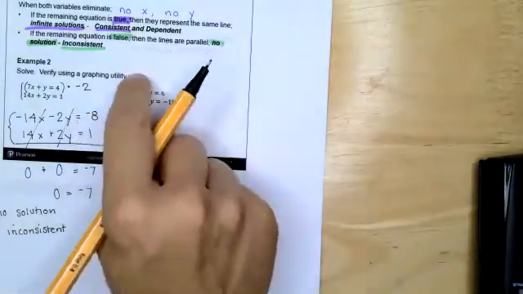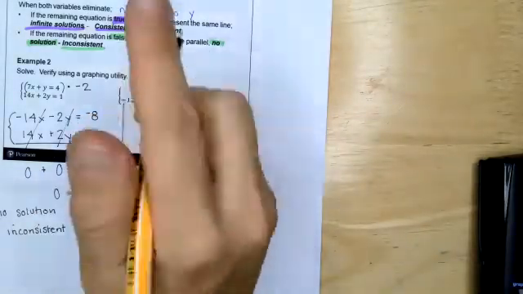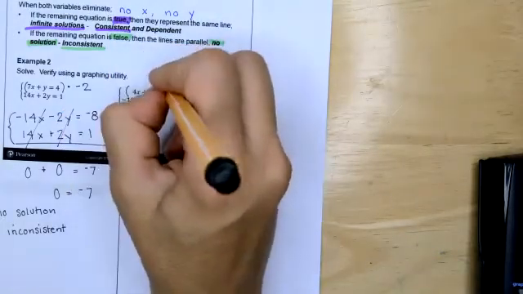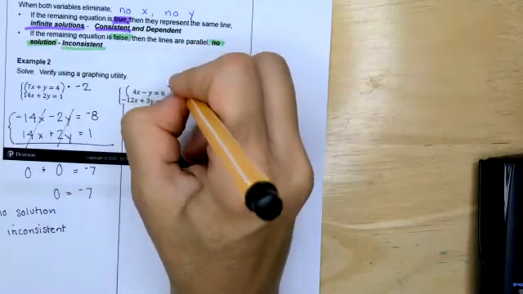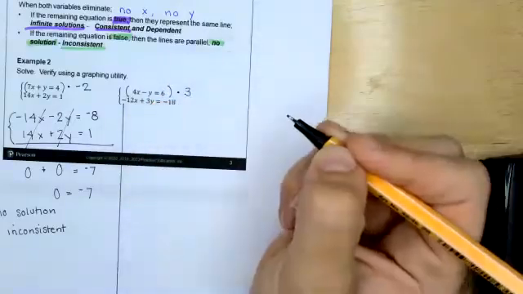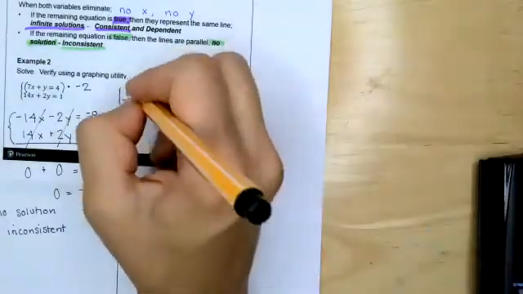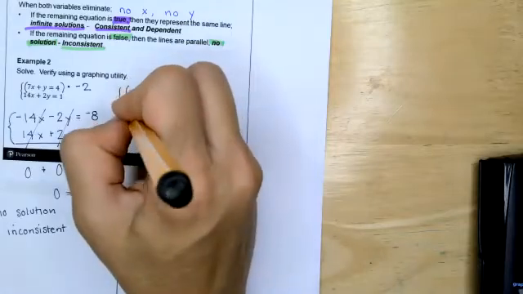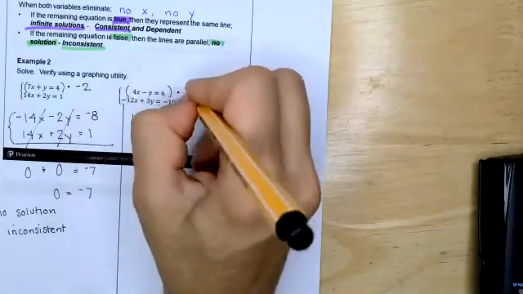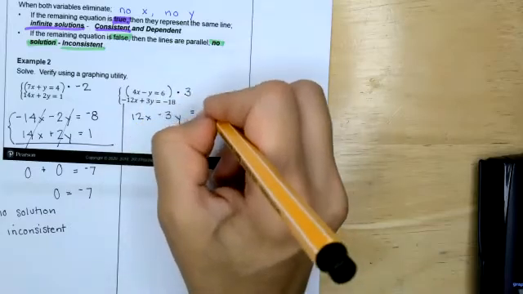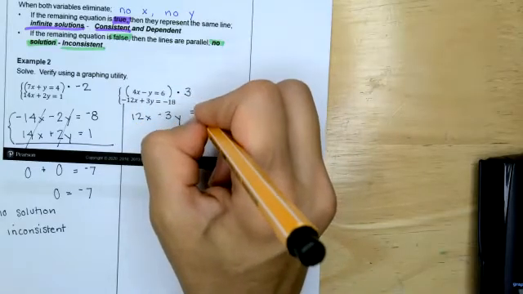Anyway, I want to eliminate the x's or the y's. The y's are smaller, so I'm going to again eliminate the y's by multiplying here by 3. Or you could divide here by 3 if you want, if they happen to be all divisible by 3. 4x times 3 becomes a positive 12x. -y times 3 becomes a -3y. And positive 6 times positive 3 is a positive 18.